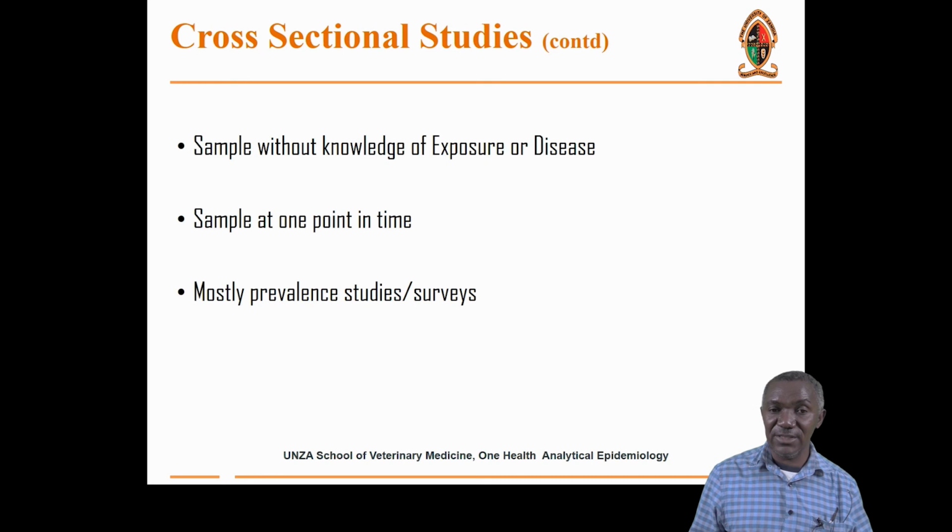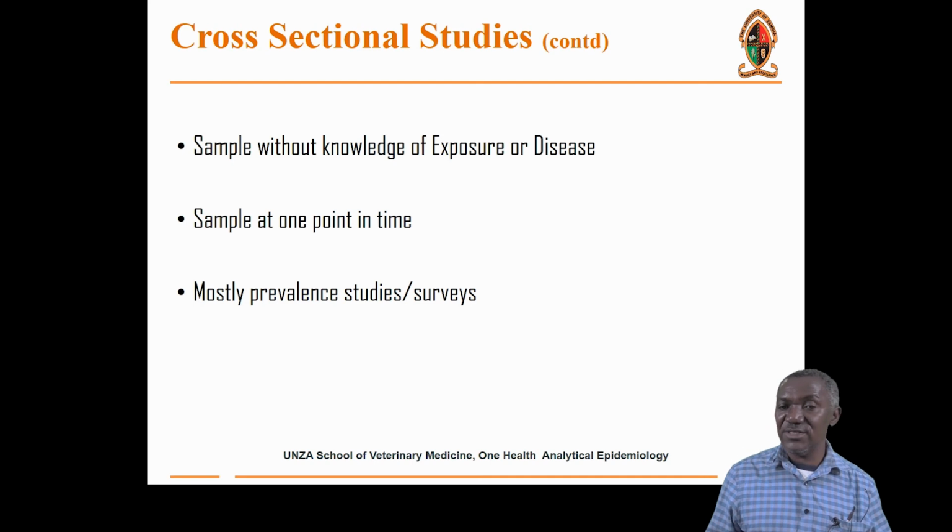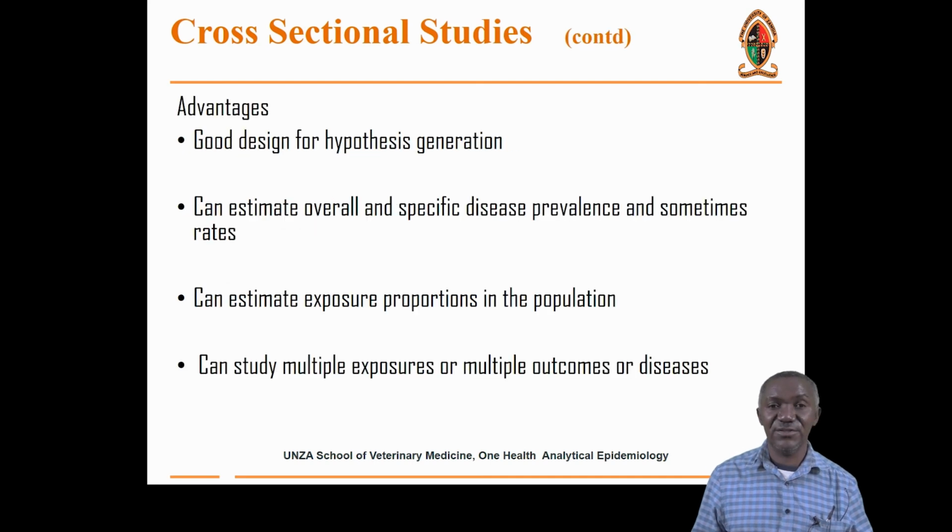Remember also the other criteria we said is how samples are collected with respect to time, the temporal aspect of sample collection. We mentioned, if you remember, we said, is it one point in time or is it forward or backwards? But in a cross-sectional study, the sample is collected at one point in time. And it's mostly used in prevalence studies and also in surveys.